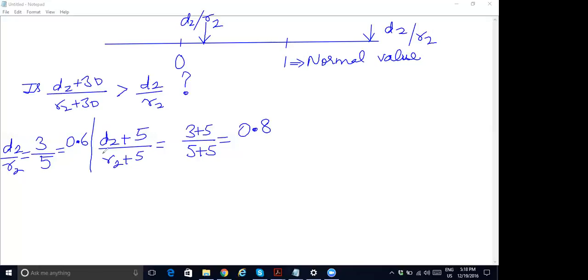We see that the value is increasing, right? By adding the same positive constant value to both numerator as well as denominator, the value of the fraction moves towards 1. That is, it increases. Now let's check the other case.